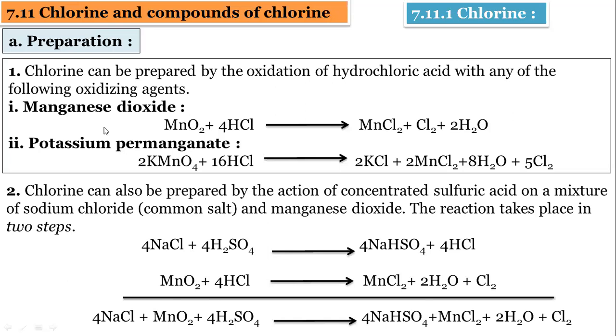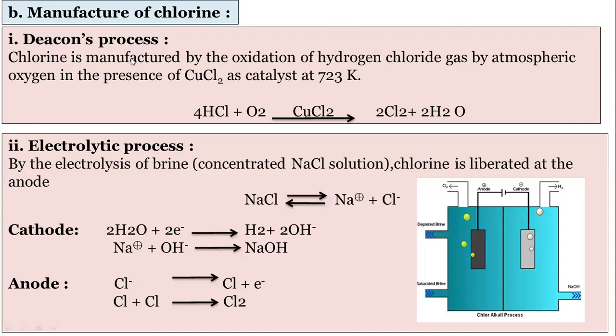These two reactions combined together, we will get chlorine. So these are the methods of preparation of chlorine in the laboratory, and this is the manufacture of chlorine. We can also prepare chlorine for industrial purposes by two methods. The first one is the Deacon process. Generally, the question is asked on the Deacon process. The chlorine is manufactured by oxidation of hydrogen chloride by using atmospheric oxygen in the presence of the catalyst CuCl2, and we get chlorine plus H2O.